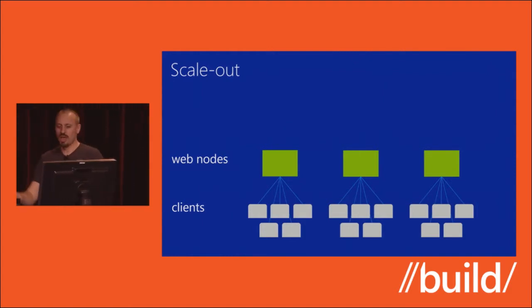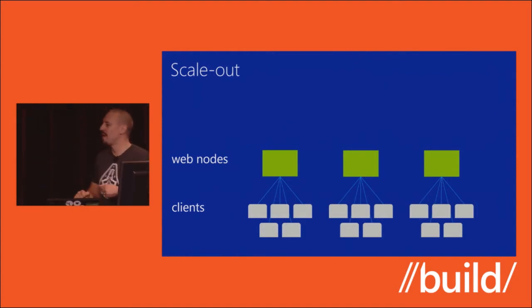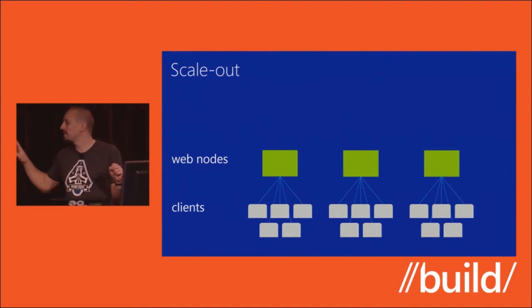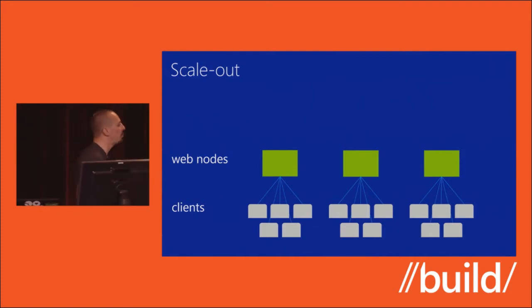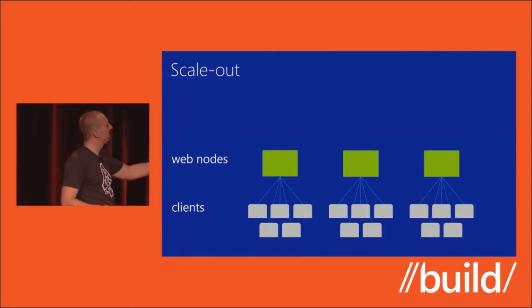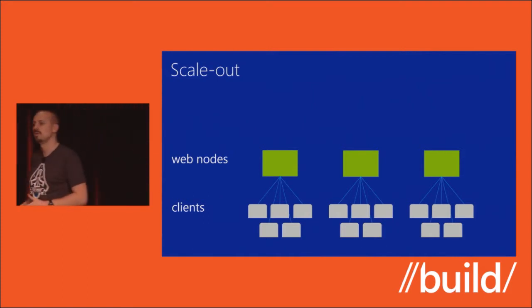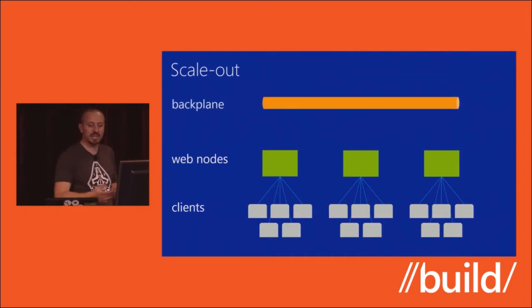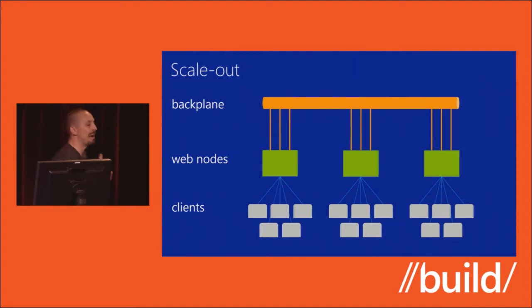He wrote that line. So this is your web farm, web nodes. Green boxes are my servers. I have SignalR clients connected down the bottom. You can see the problem here. If I'm sending messages in this little node here, how do they get to the people connected on the other nodes? So we have to introduce another piece here, a messaging backplane.